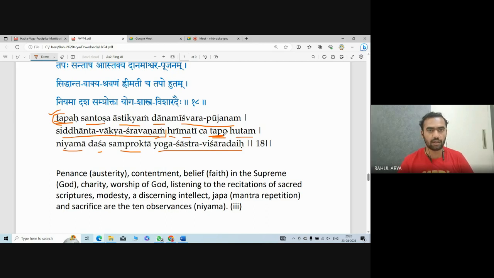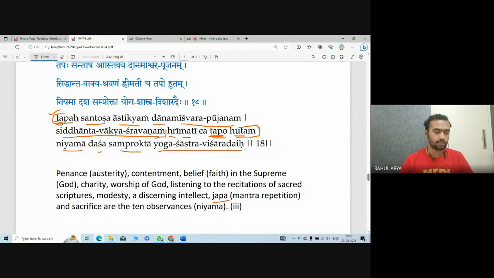If I talk about the Vasishtha Samhita, it also has the same 10 yama and 10 niyama, but the ninth is not tap, it is japa. What is japa? Here the explanation also mentions japa, but in the shloka it is tapa. And the 10th is hutam. But in the Vasishtha Samhita it is not hutam, it is vratam. Generally we understand vrat as fasting. But here it is hutam.